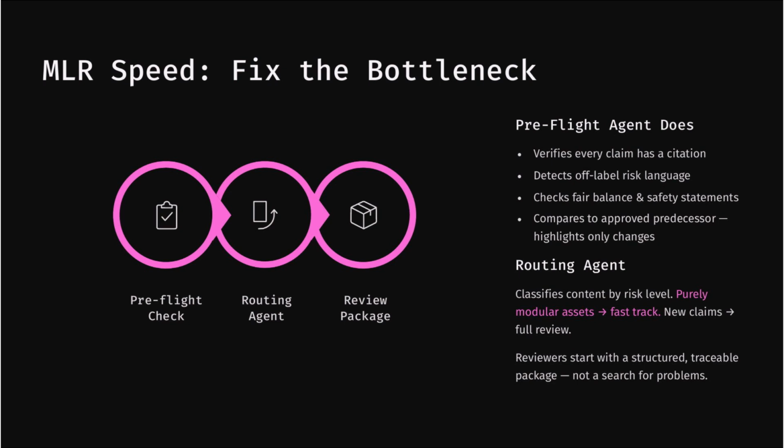You can also go one step further with an MLR routing agent. Not all content needs the same depth of review. Some content is a minor update to an approved asset, some is net new messaging, some is high risk. A routing agent can classify the content based on what changed and route it to the right level of review, or even fast track if it is strictly assembled from pre-approved modules with no new claims and no new imagery. This modular approach is one of the highest leverage strategies for speed in pharma content operations.